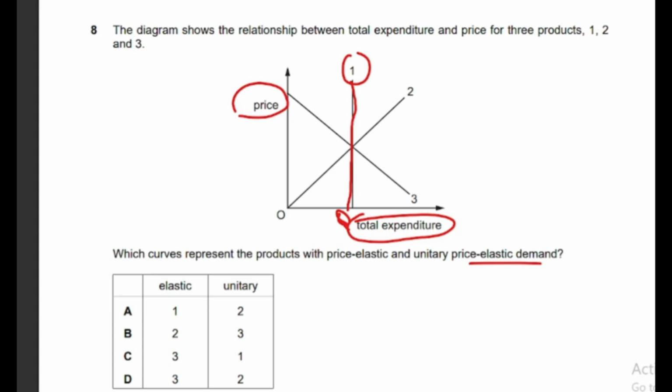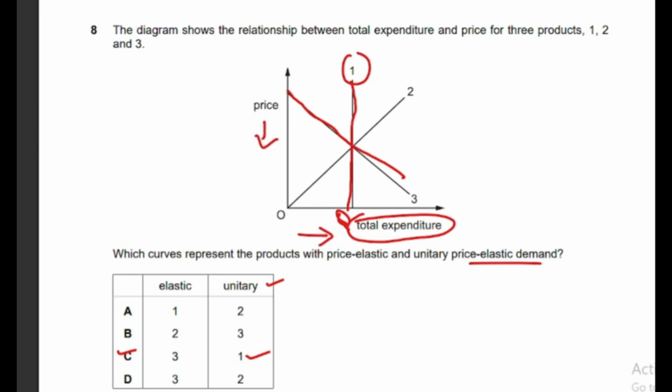So option 1, like curve 1, is unitary elastic. So in option C we found that it is unitary elastic. So option C is correct answer. However, we have to find out elastic demand as well. So 3 is the elastic demand, because in case of elastic demand, if we decrease price, total expenditure and total revenue will increase. So this is happening in this graph.